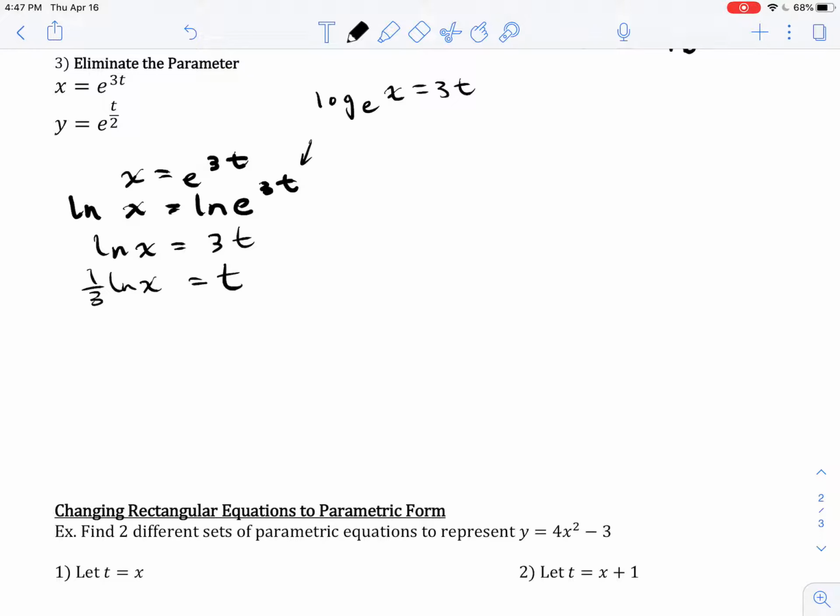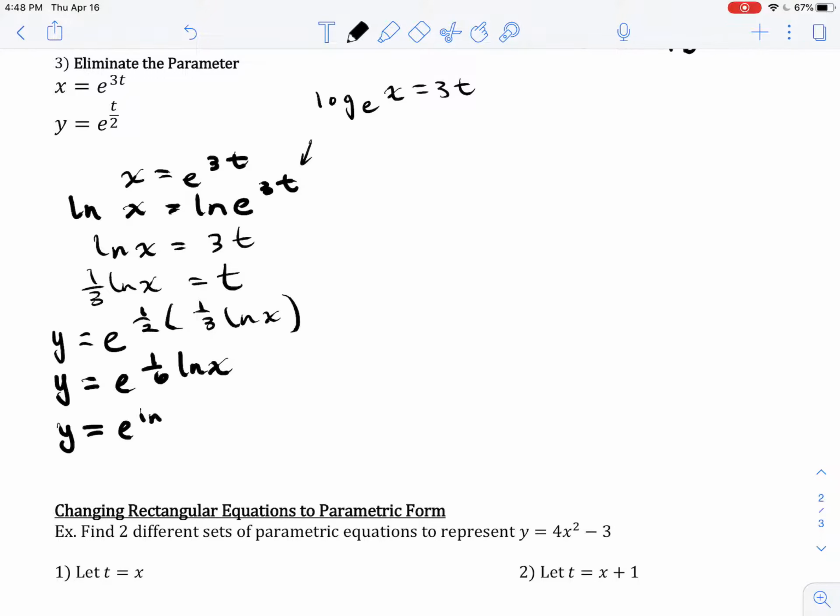Now, once you have t is equal to 1/3 natural log of x, we then want to just substitute t into the other parametric equation. So y is equal to e raised to the 1/2, and then y is equal to e to the 1/6, if I just do some basic algebra here, x, and then y is equal to e raised to the ln, and I'm going to use some log properties to basically move this coefficient and raise it to a power, x to the 1/6.